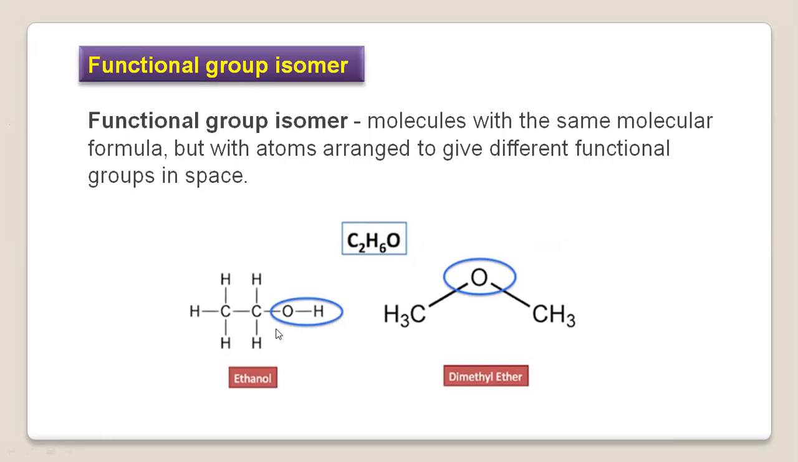One is CH3CH2OH and one is CH3OCH3, both having the same molecular formula, 2 carbons, 6 hydrogens and 1 oxygen. But here it shows the functional group OH, the hydroxy group. Here it shows ether as a functional group. These two alkyl groups are bonded with the oxygen, therefore they form the ether functional group. Due to the change in their structure, they form different functional groups, and therefore these are functional group isomers of each other.